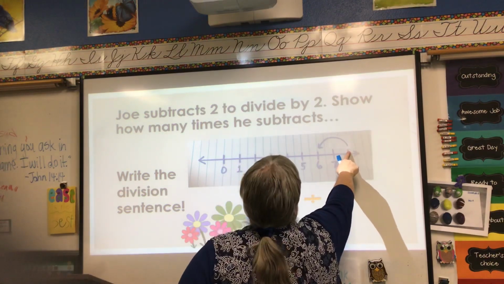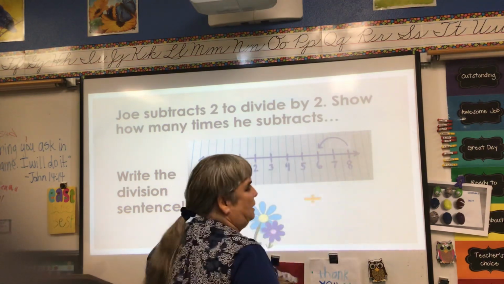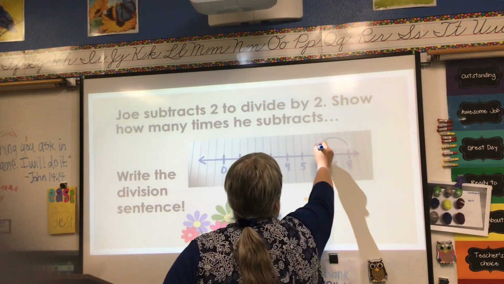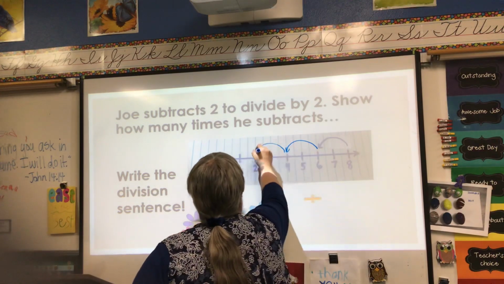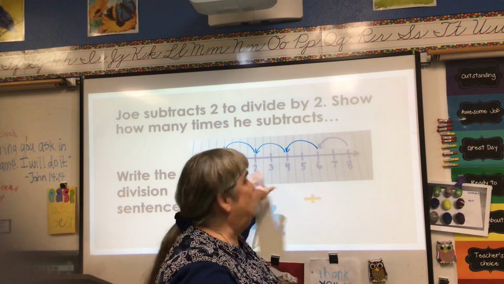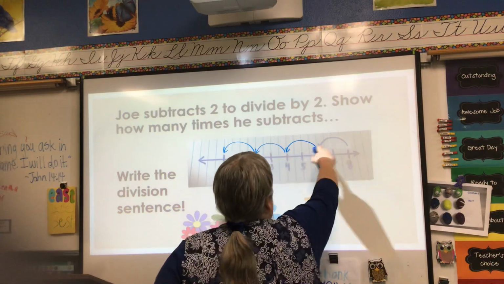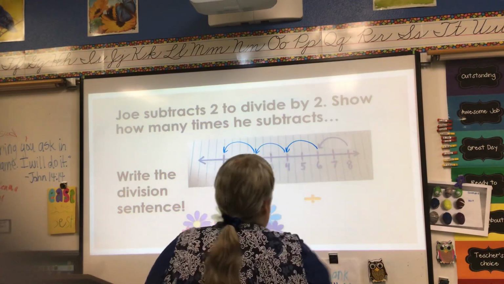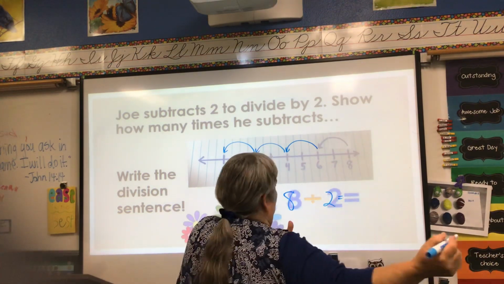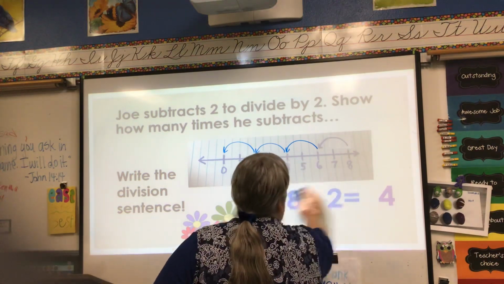And then it says he subtracts 2. So I'm going to count over 2. So it's kind of like skip counting by 2, but backwards. So I'm going to go 6, 4, 2, 0. When I get to 0, I'm done. And then I'm going to count the mountains and see how many of these bubble things I have. 1, 2, 3, 4. So my answer is, once I have 8 divided by 2 equals, one more time, 4. Okay.